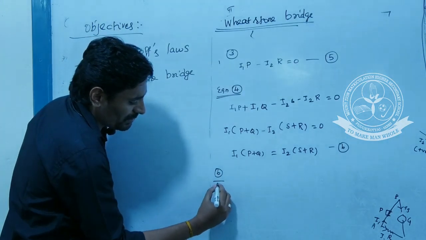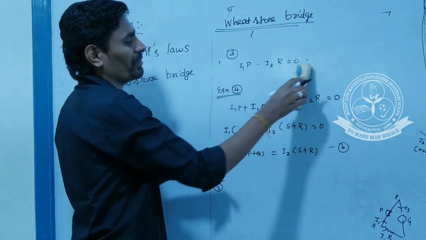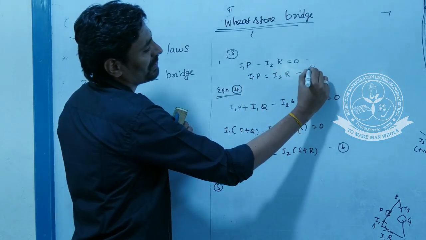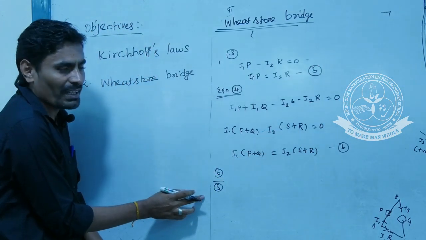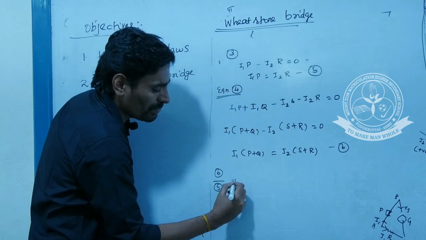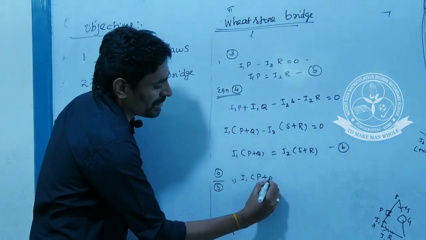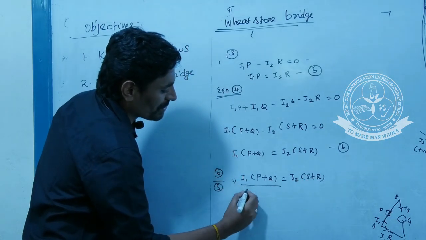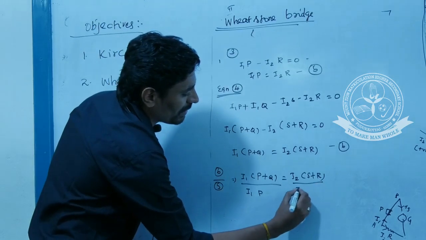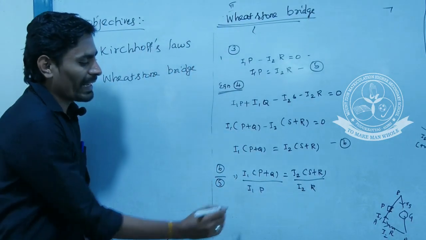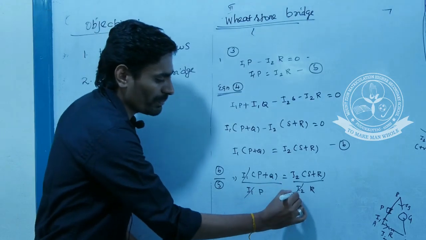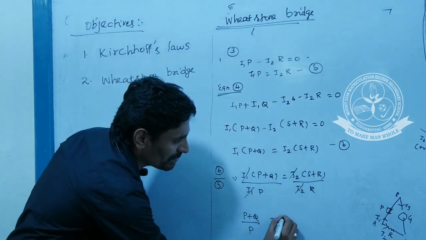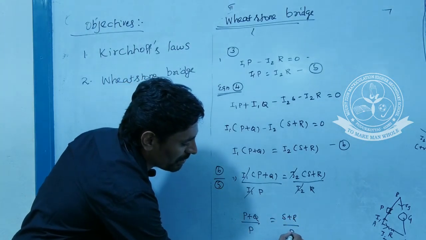In equation number 6 divided by 5, what is the fifth equation? Sorry, the fifth equation can be written as I1P equal to I2R. So equation 6 divided by 5: I1 times P plus Q equal to I2 times S plus R, divided by the fifth equation I1P equal to I2R. Where I1 is common, I1 will cancel, and where I2 is common, it will cancel. The remaining is P plus Q by P equal to S plus R by R.